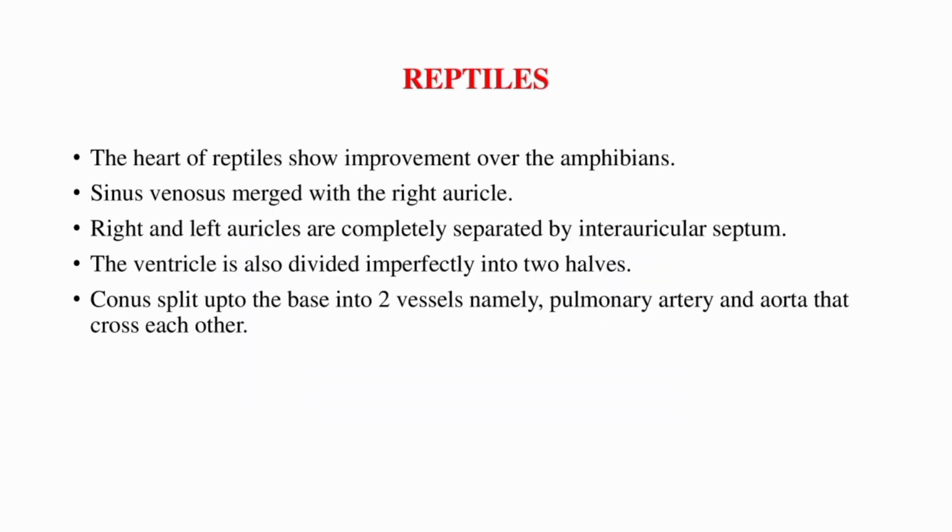Reptile's heart. The heart of reptiles shows improvement over the amphibians. Sinus venosus merged with the right auricle. Right and left auricles are completely separated by interauricular septum. The ventricle is also divided imperfectly into two halves. Conus split up to the base into two vessels, namely pulmonary artery and aorta, that cross each other.